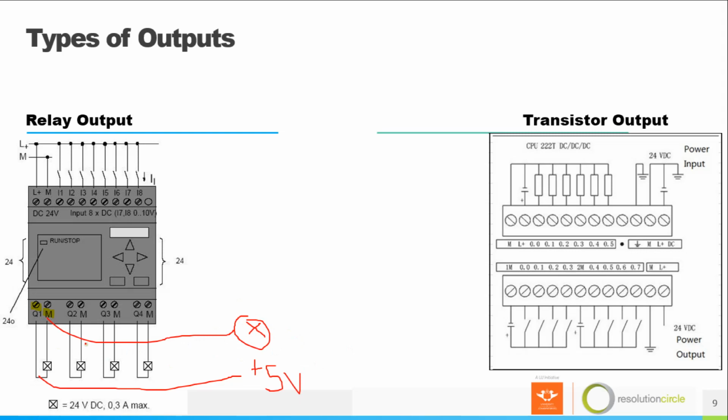Let's say on my Q2, I want to control a relay, a 24 volt relay. Then I'm going to put my 24 volts on my Q, and I'm going to put the coil of the relay on my M, as you can see on my diagram.